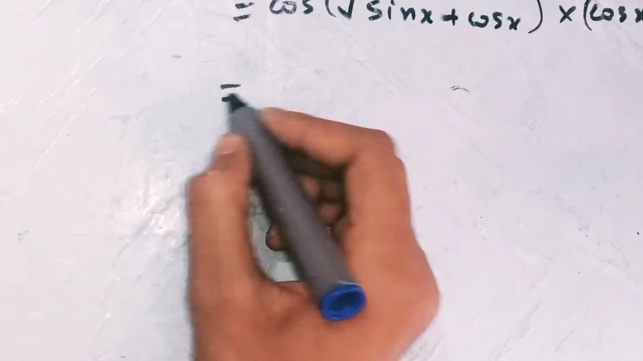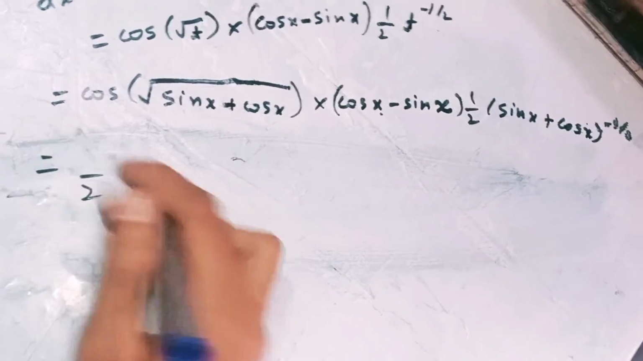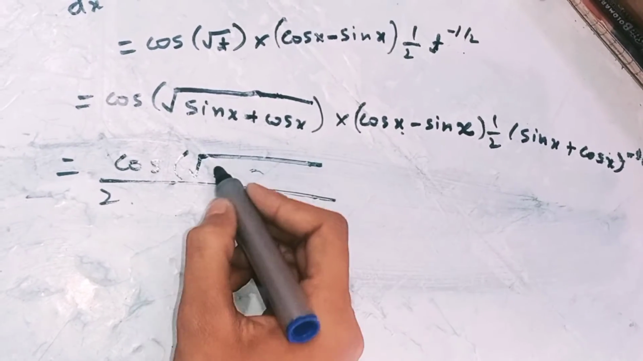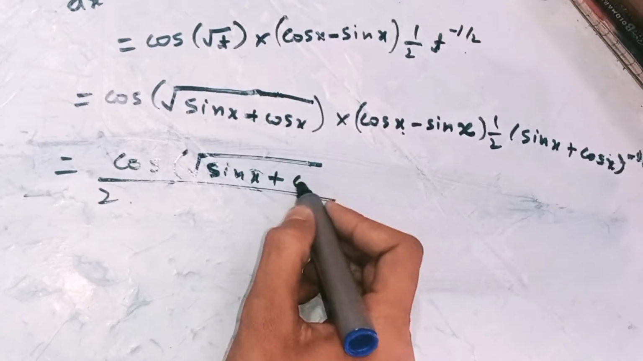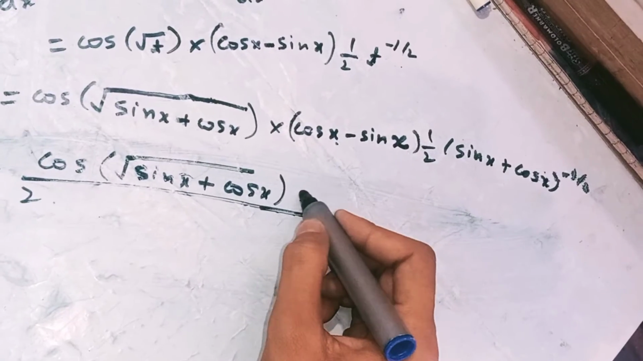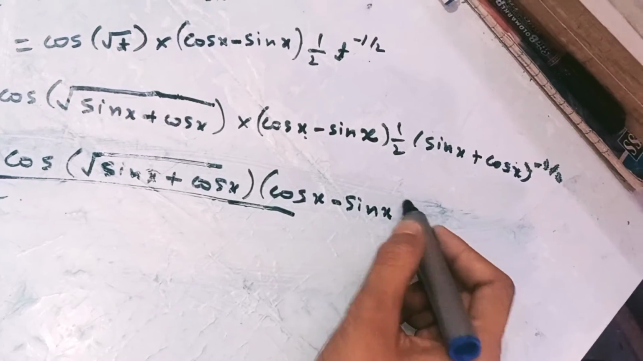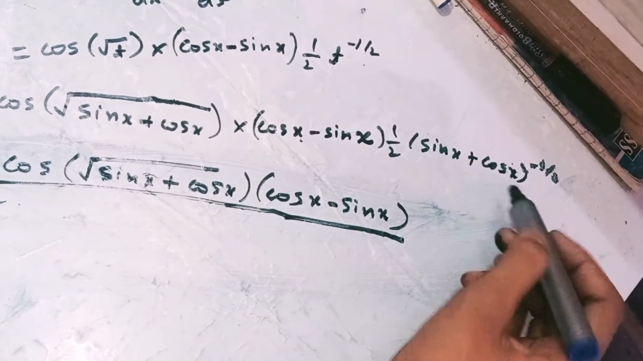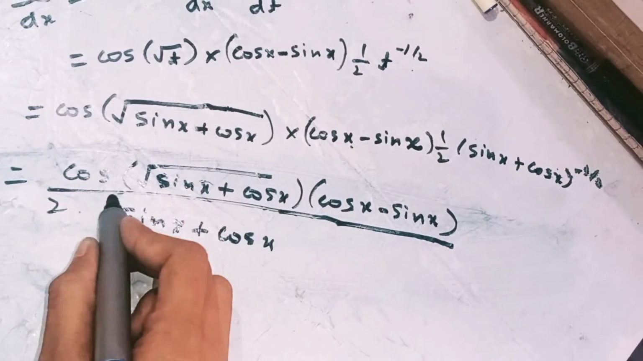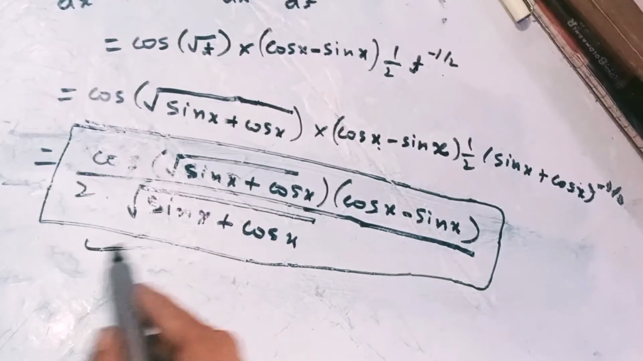So now after solving it we will get cos of root under sin x plus cos x, times cos x minus sin x, divided by 2 times root under sin x plus cos x. And this is what we have got, the right answer. Thank you.